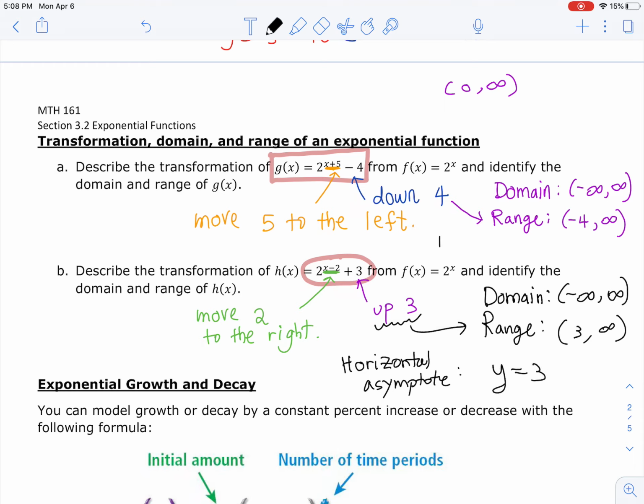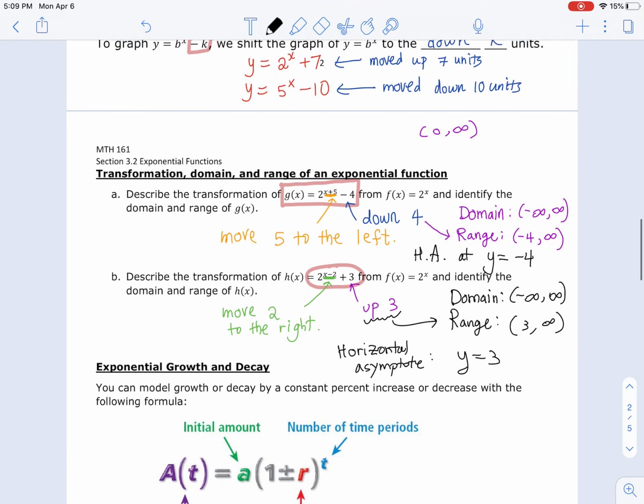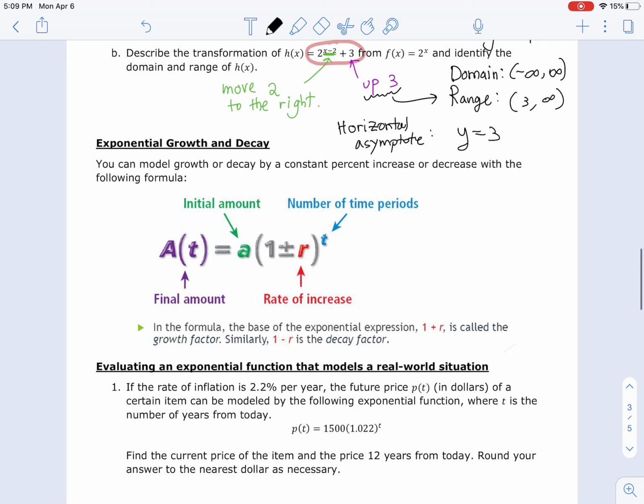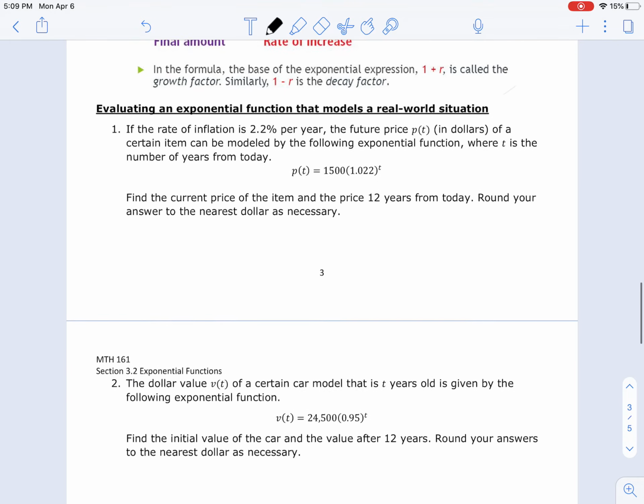If they ask you, hey, where is that horizontal asymptote? What are you going to tell them? Horizontal asymptote is at y equals 3. And for this one, A, we had a horizontal asymptote at y equals what number? Negative 4.